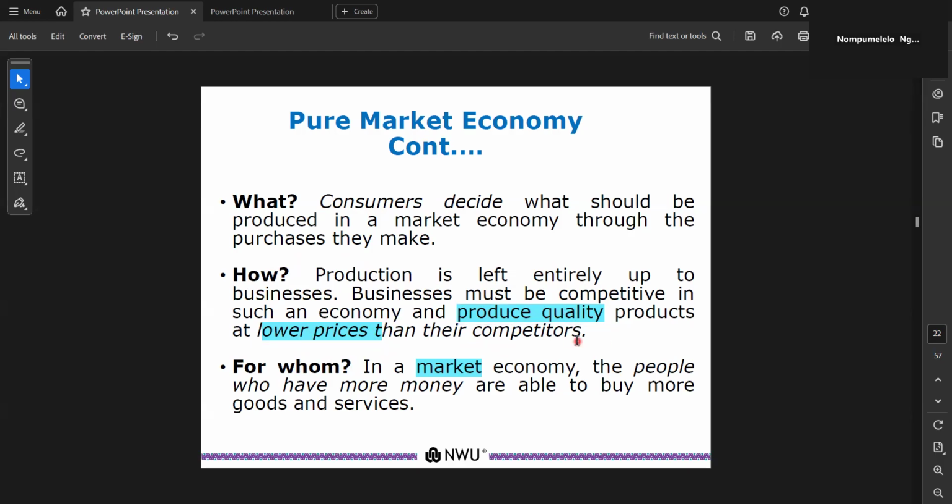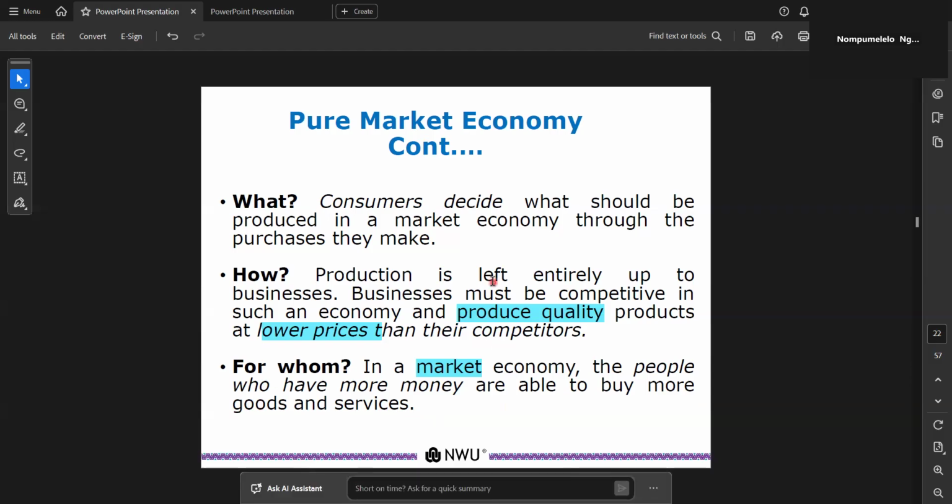So in the pure market economy, there's always competition. Everyone is producing goods and services. Everyone wants to gain or attract more customers. So there's always competition here, which is why it's very important to produce quality products and sell them at a lower price. And then for whom to produce, in the market economy the people who have more money are able to buy more goods and services. So basically for whom to produce, it's who are we producing these goods for? Our target markets.